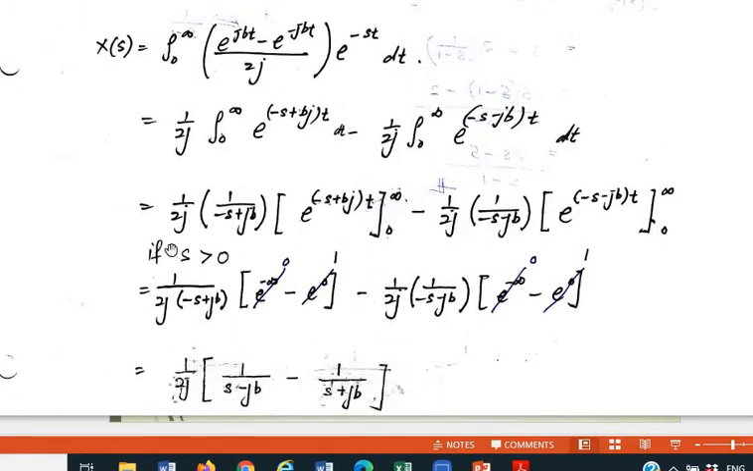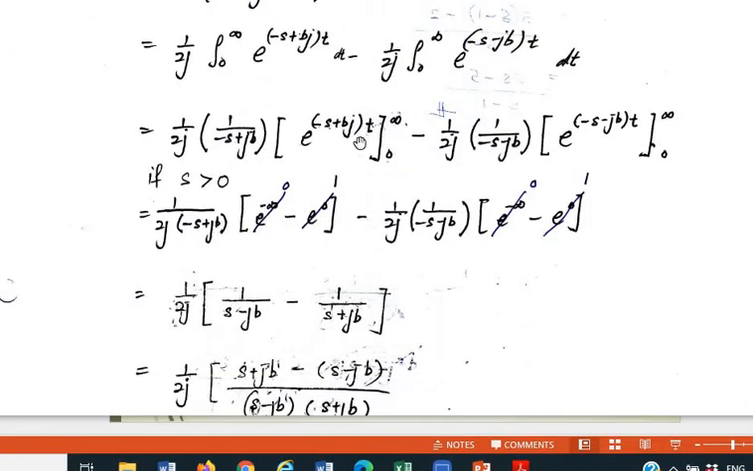For the case s more than 0, you substitute the values of 0 and infinity. Here you get negative infinity. Maybe you ask why you get negative infinity instead of positive infinity. If you look at negative s plus jb and take out the negative, you get negative times (s minus jb) times t. So you have to take out the negative. If t is substituted with infinity, you have minus infinity. That's why you get minus infinity here.